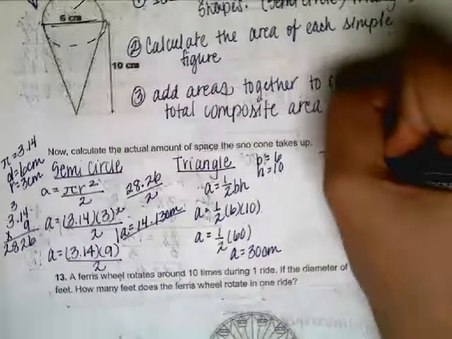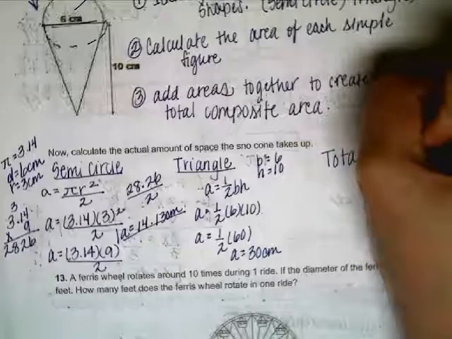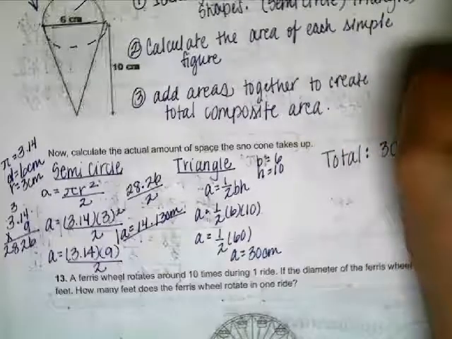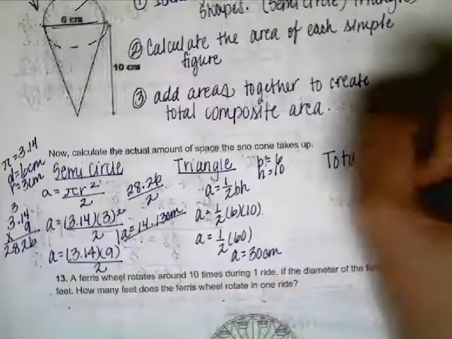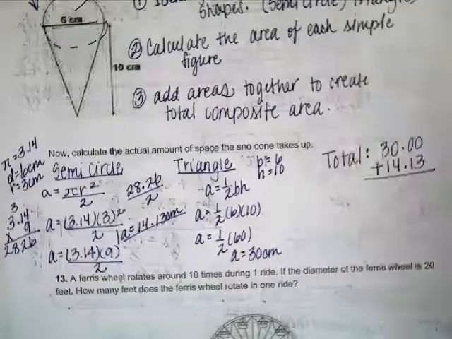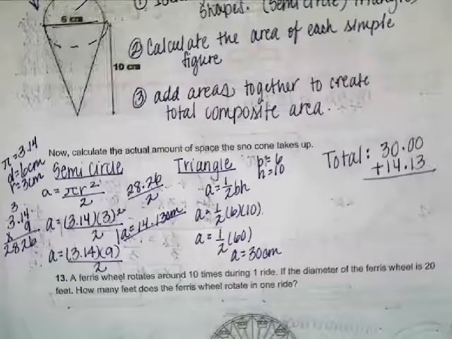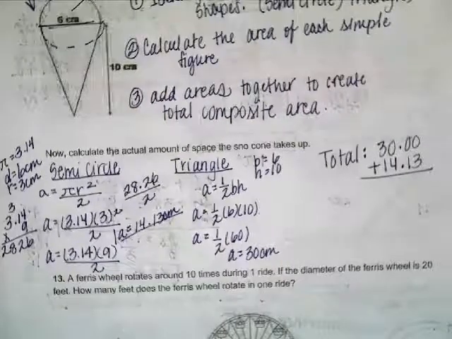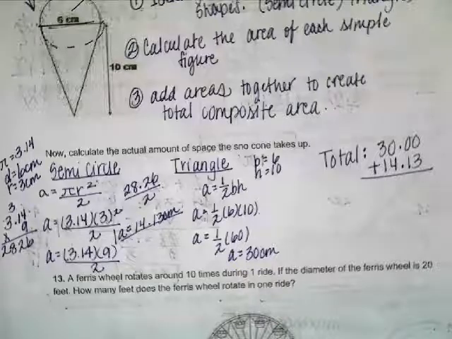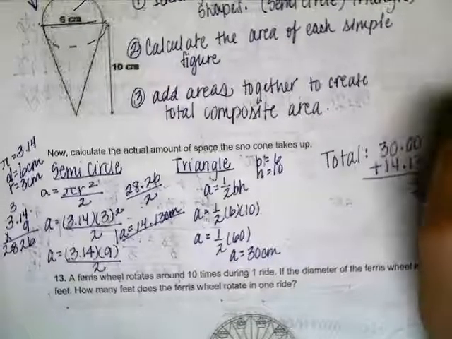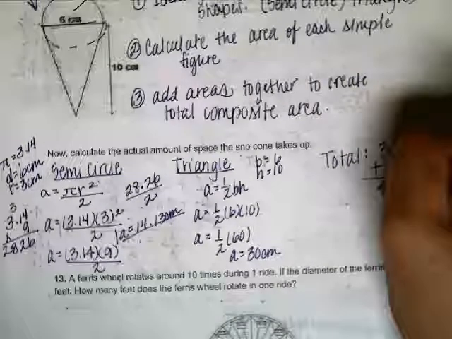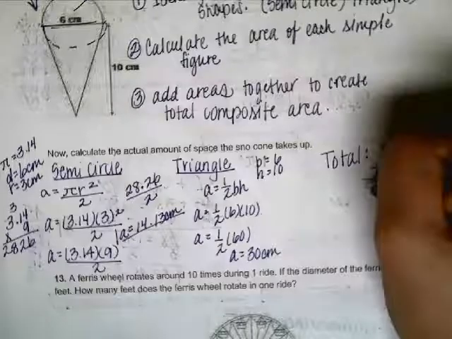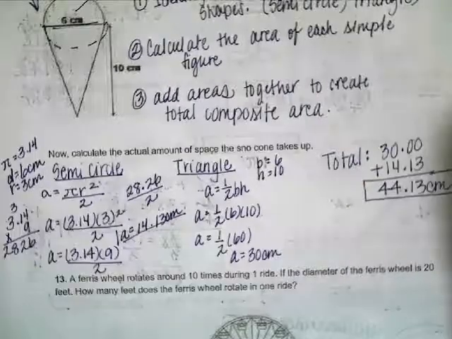Next step is to find the total by adding them together. So we have 30 plus 14.13. Remember, if you are adding with decimals, you have to line up the decimals and add zeros in its place. Since 30 is a whole number, I added a decimal behind it and add 2 zeros behind it. Carry your decimal down and add as normal. So it takes up 44.13 centimeters.